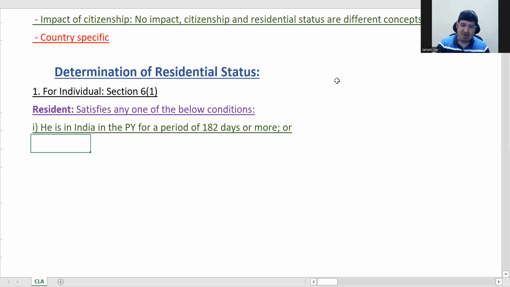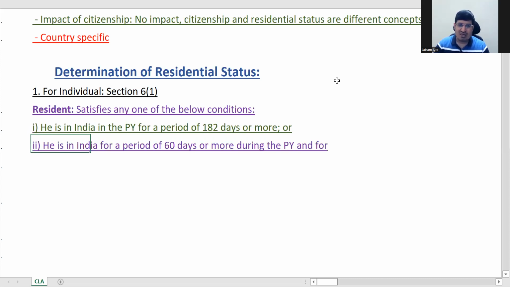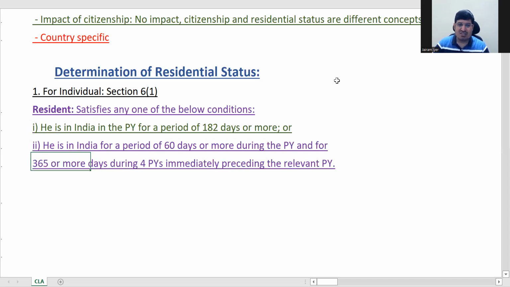Any one of these points, not a cumulative point. Is in India for a period of 60 days or more during the previous year, and 365 days or more during the 4 immediately preceding previous years. So this one says satisfies any one. Even if he satisfies one, he'll be a resident. He is in India in the previous year for 182 days or more. If you forget 182, just do 365 by 2. It will remind you. He is in India for 60 days or more during the previous year.